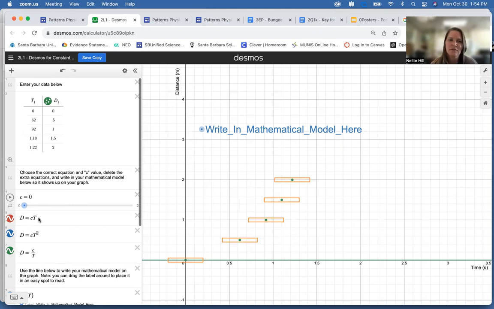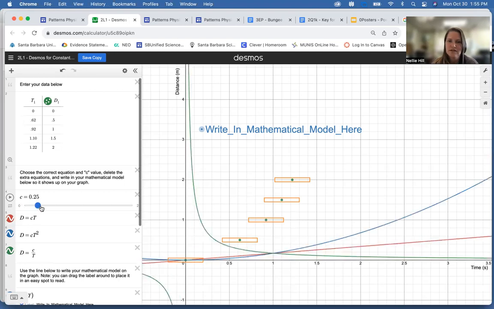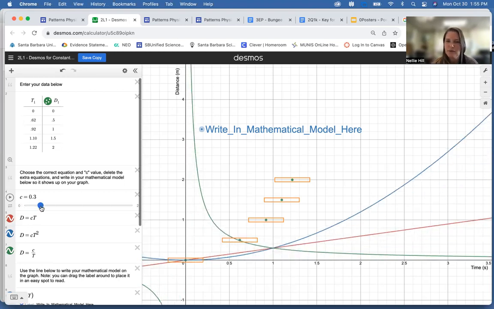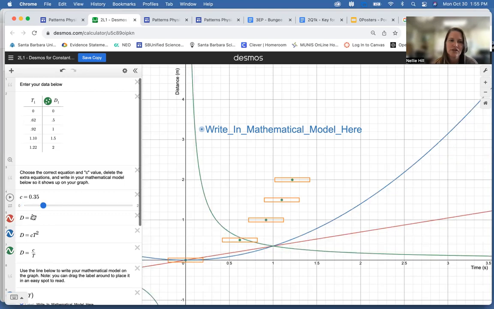I see D equals CT in the red, D equals CT squared we'll have a blue, and D equals C divided by T as green. And as I take this C equals 0, as I take this dot and I slide it over, I start to see some lines pop up, and the blue, red, and green lines relate to each of those mathematical models and those relationships that they express.